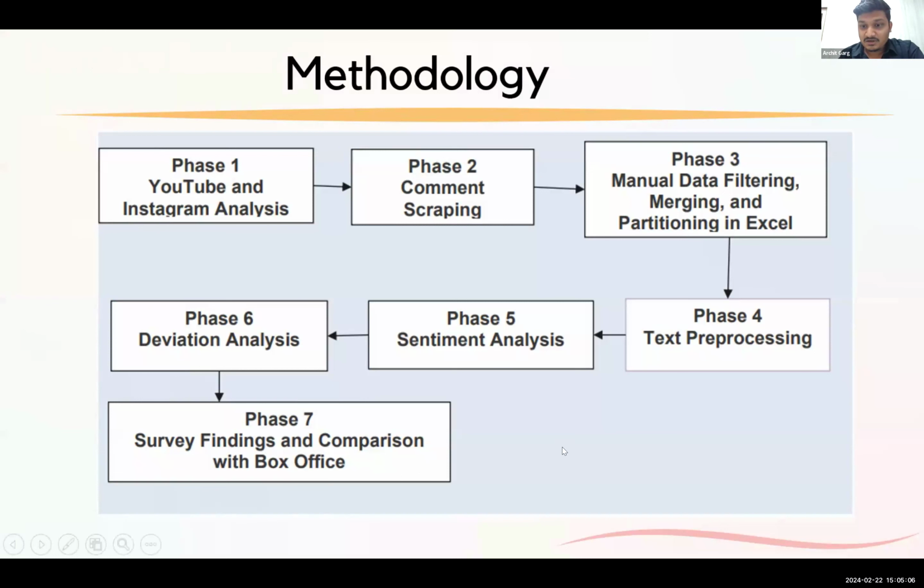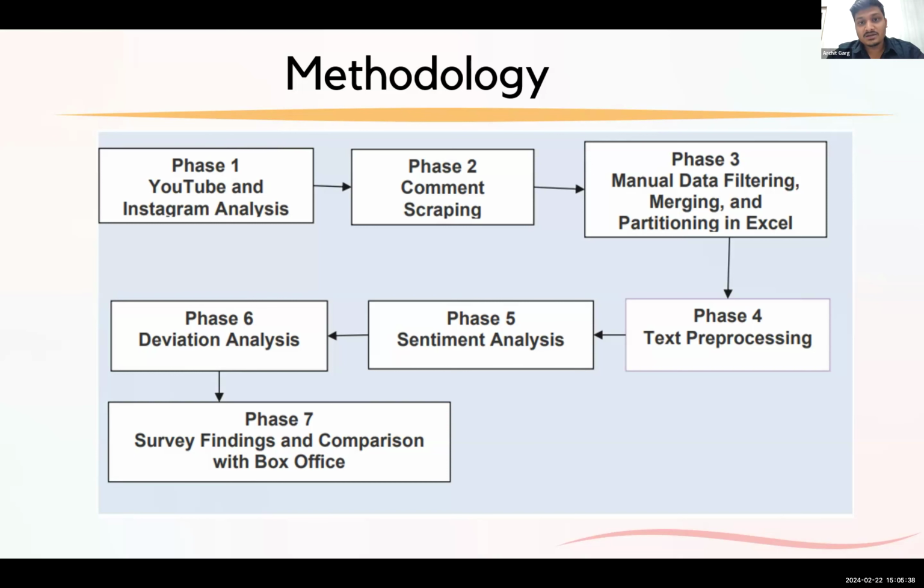our simple methodology, which consists of 7 phases. Phase one, we have done the analysis of YouTube and Instagram. When I say this, it means we have seen the different official handles of the movies on Instagram and YouTube. We have seen the viewership, how many likes and shares there are, so that we can get the relevant data. Now, after this step, for the relevant data, we used Jupyter Notebook and Python scripts.